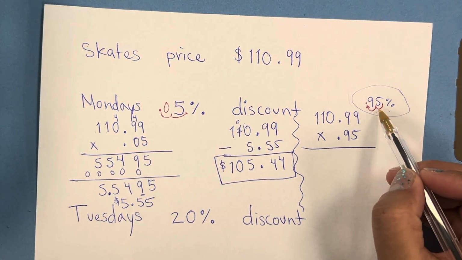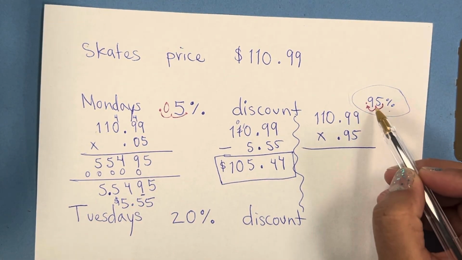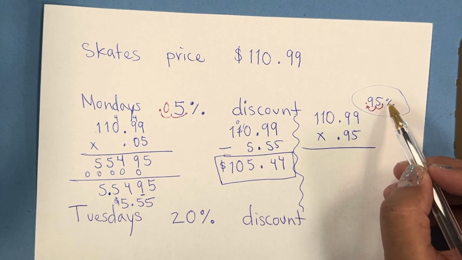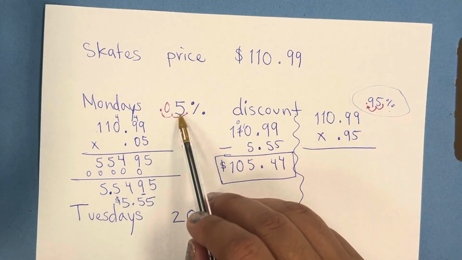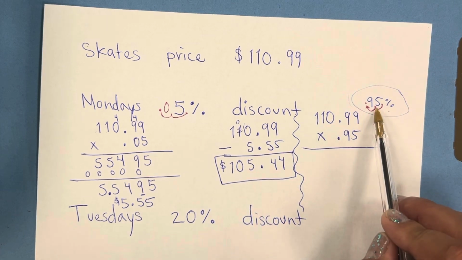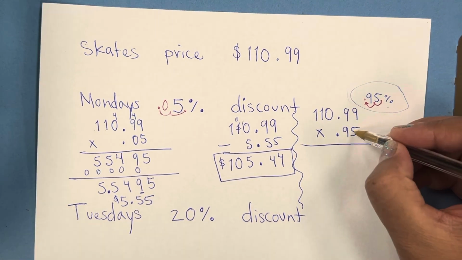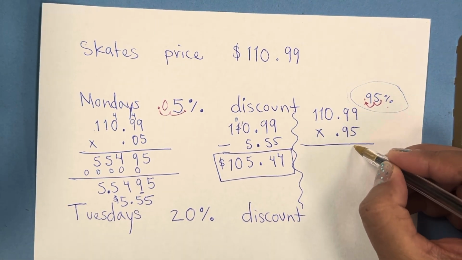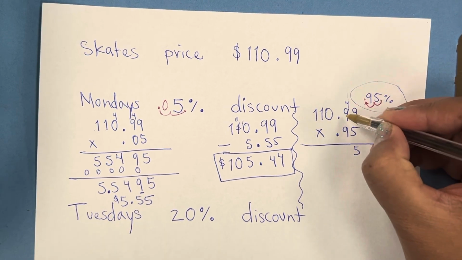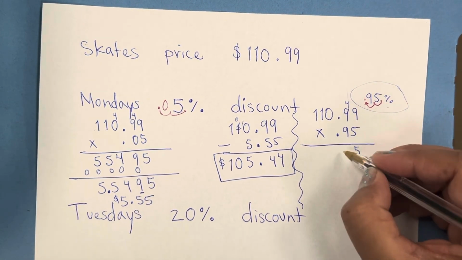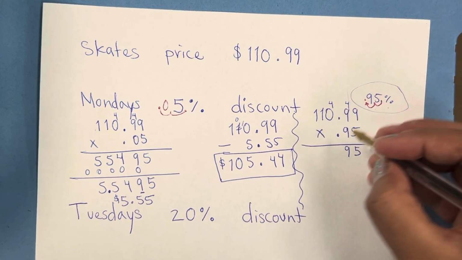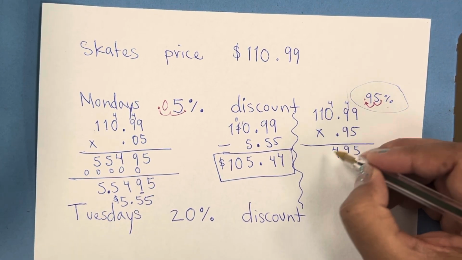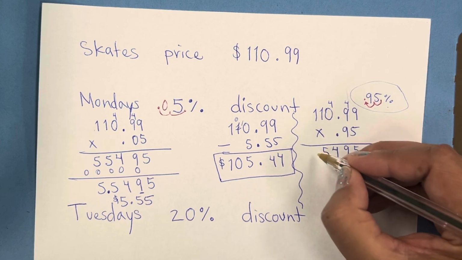Again, why am I multiplying by 0.95? Because that comes from the percent that I will be paying. If I'm saving 5%, I'll pay 95% of the price. So 5 times 9 is 45, carry 4. 5 times 9 is 45, plus 4 is 49, carry 4. 5 times 0 is 0, plus 4 is 4. 5 times 1 is 5. 5 times 1 is 5.